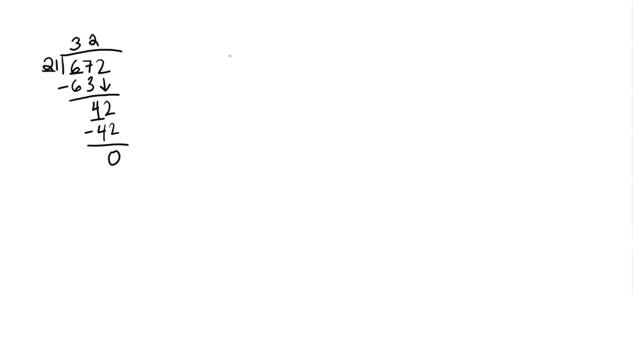If I side by side this here, and instead of 21, I use 2x plus 1, and instead of 672, I use 6x squared plus 7x plus 2, I can pretty much mirror the steps that I took over here with the numeric division. I take my first term here and my first term here and I divide them. So I take 6x squared divided by 2x, and that leaves me with 3x.